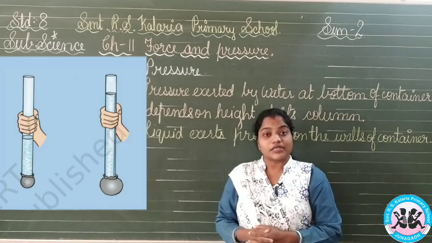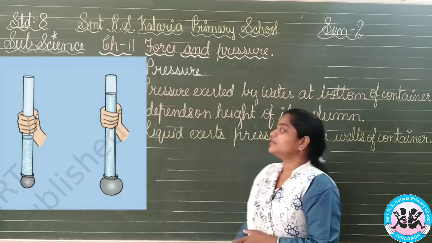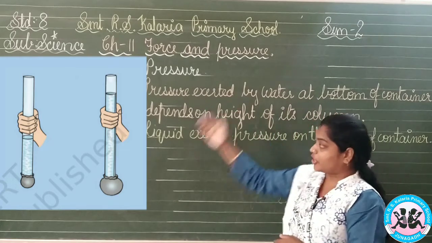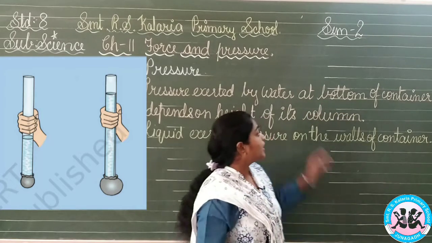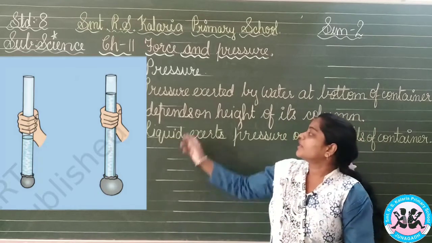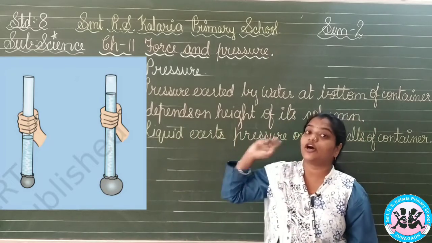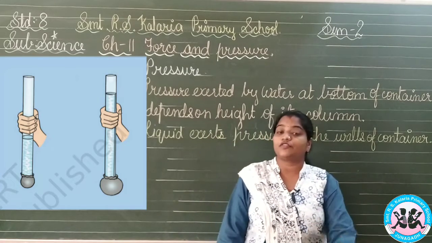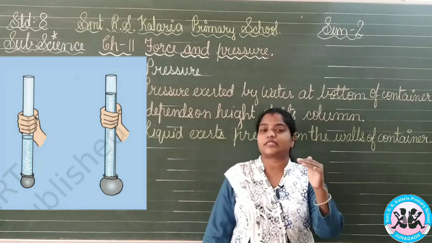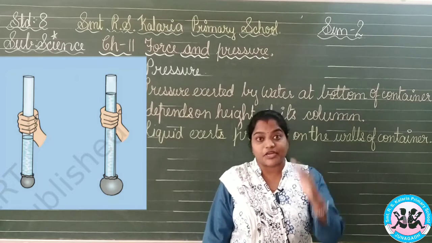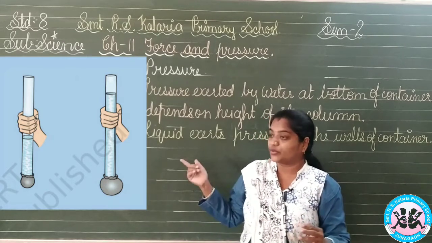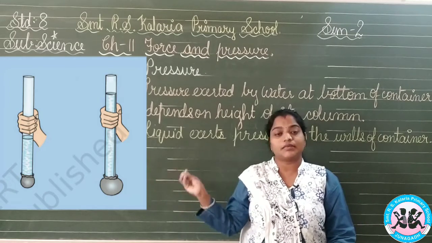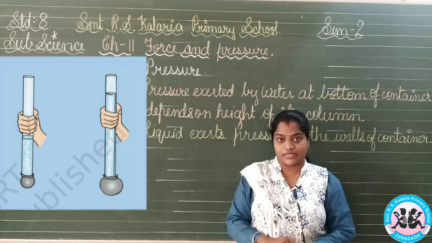Yes, this gives us that the pressure exerted by the water at the bottom of the container depends on the height of the particular column. So, if the height of the water is increased in the same pipe, what will happen? The pressure will also be increased on the balloon which is made up of rubber. So, it has expanded a little bit more as compared to the earlier case, isn't it?